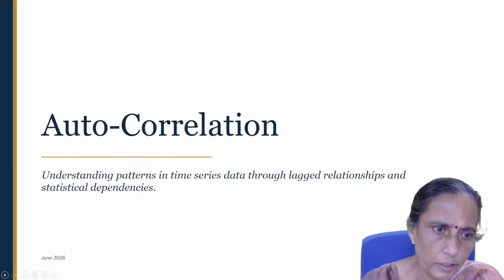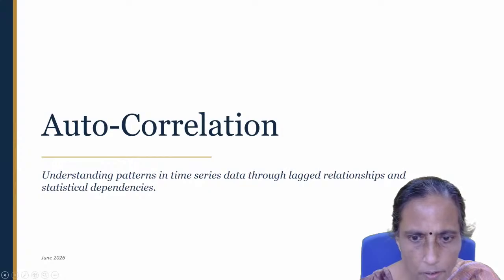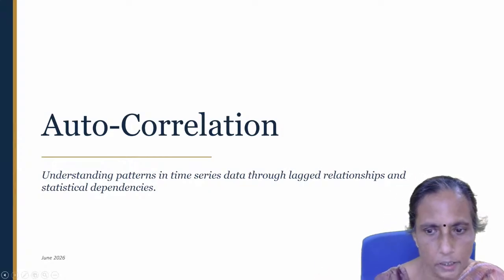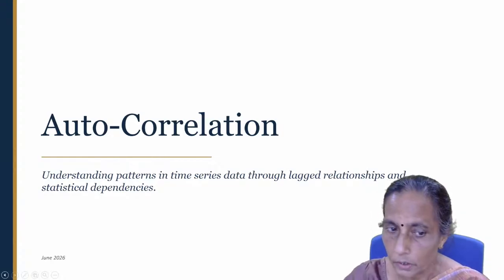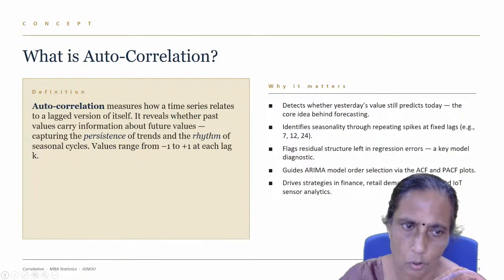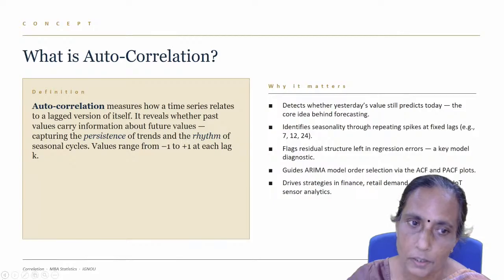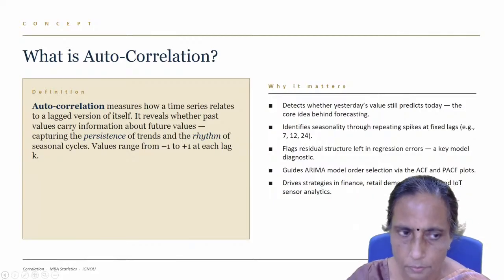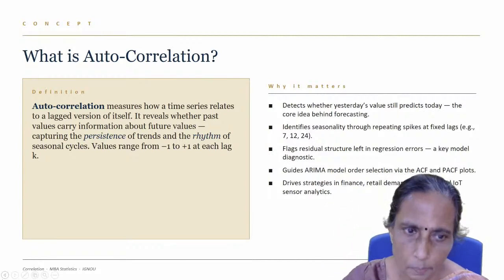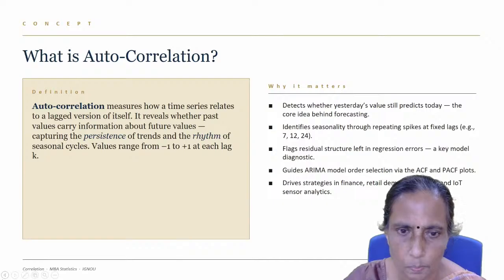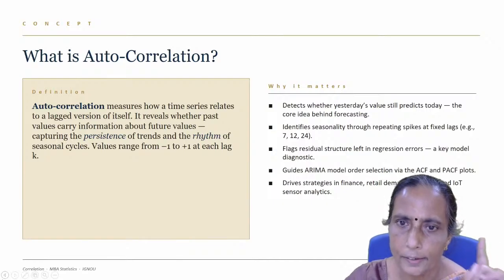So next is autocorrelation: understanding patterns in time series data through lagged relationships and statistical dependencies. Autocorrelation measures how a time series relates to a lagged version of itself. It reveals whether the past values carry information about future values, capturing the persistence of trends and rhythms of seasonal cycles. Values range from -1 to +1 at each lag k.